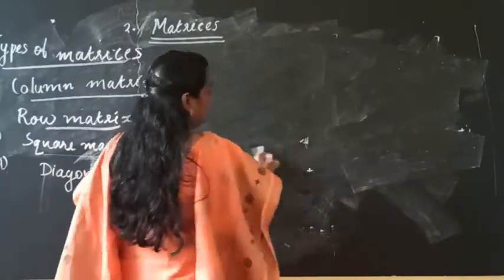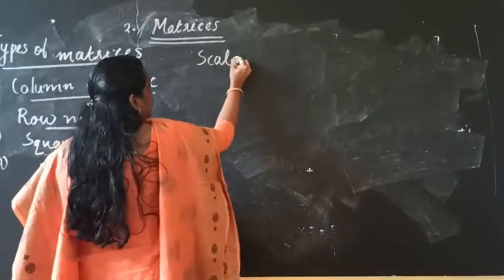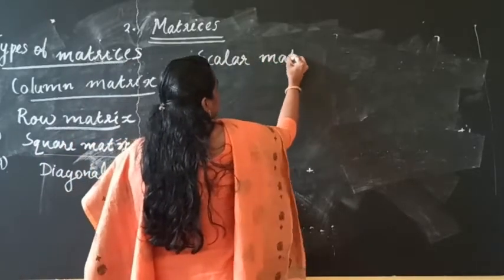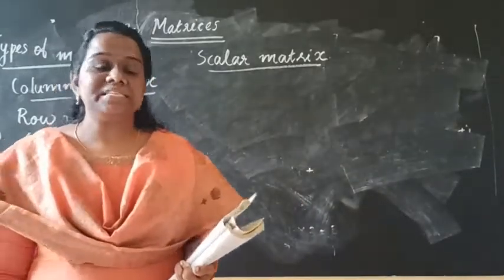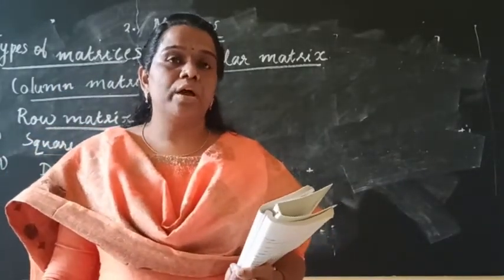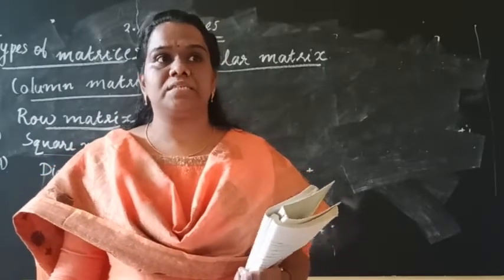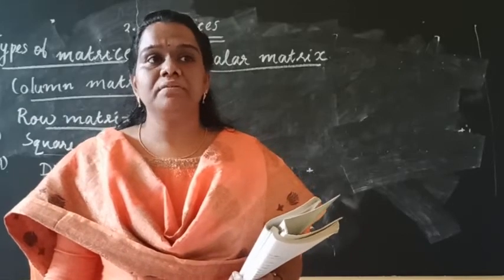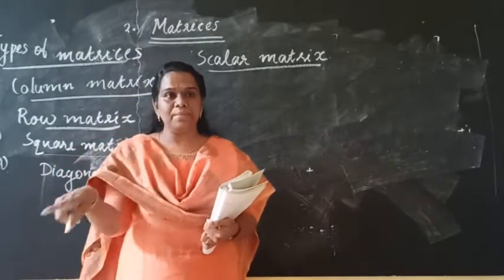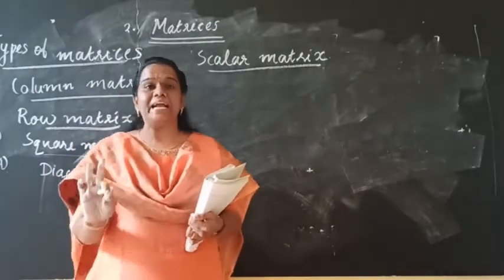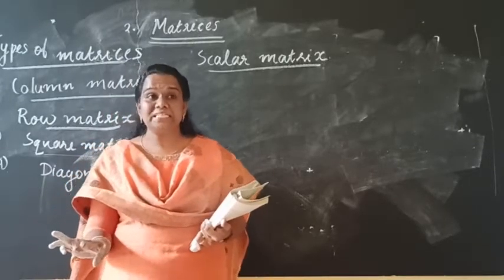The next is scalar matrix. I hope you all wrote that. Did you write the example? Scalar matrix. A scalar matrix is a square matrix, meaning rows and columns are the same. It is a diagonal matrix. Diagonal matrix means only the diagonal elements are there, all other elements are 0. And the diagonal elements are the same constant number. Such a matrix is known as a scalar matrix.